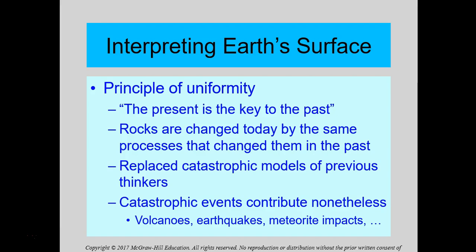This idea of uniformity, of plate tectonics controlling what the shape of the Earth looks like, kind of replaced previous models where it was thought that catastrophic events like asteroid impacts shaped the Earth, because before plate tectonics was understood, that was how it was thought that things worked. It turns out that these events do contribute to what the Earth looks like. Volcanoes, earthquakes, meteorite impacts contribute to what the surface of the Earth looks like. But they're not the driving force to everything that we see. That driving force is plate tectonics.